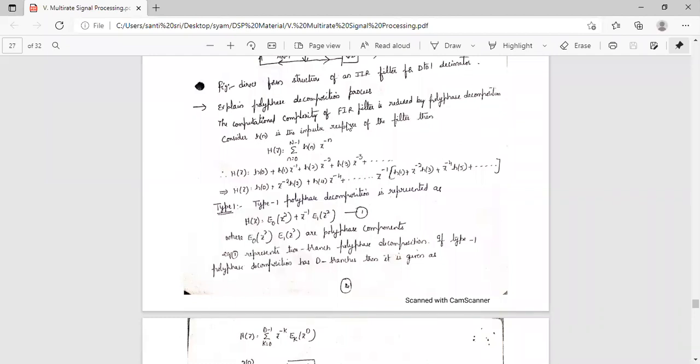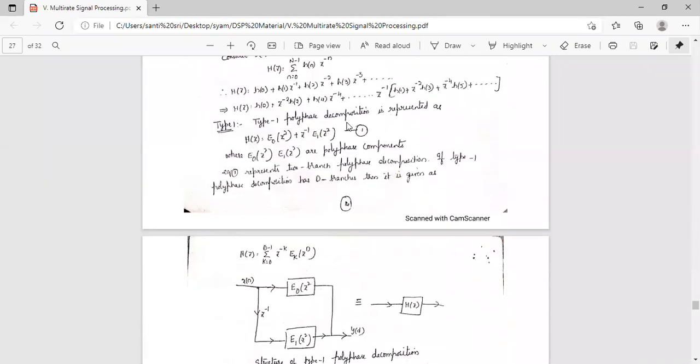If type 1 polyphase decomposition has D branches, where D stands for decimation, then it is given as H of Z equals the sum from k equal to 0 to D minus 1 of Z power minus k into Ek of Z power D.